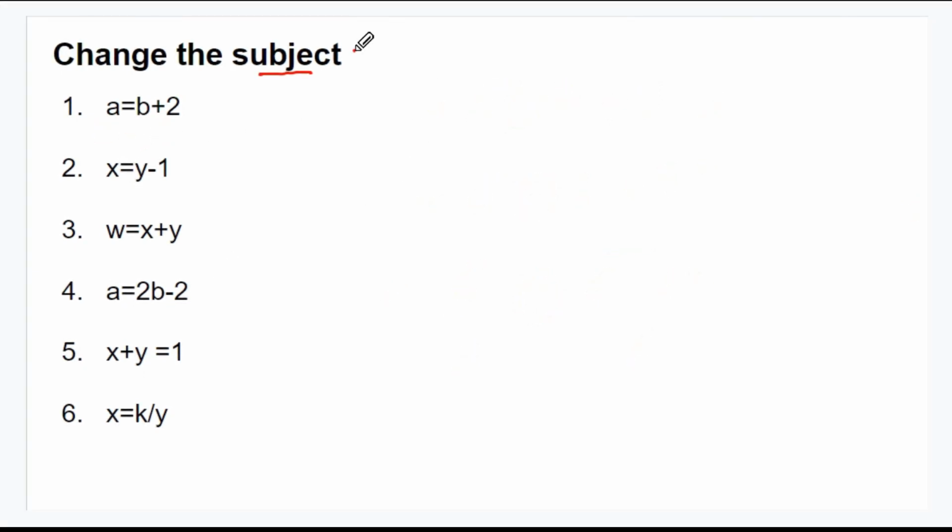Now let's learn what the subject of an equation is. For example, we just wrote 5 equals 4 plus 1. Can you tell me what is the subject of this formula or this equation? The subject of this equation is 5. Why? Because 5 is all alone here. A number or a letter, A, B, X, Y, Z, or any number which is all alone on one side will be the subject of the equation.